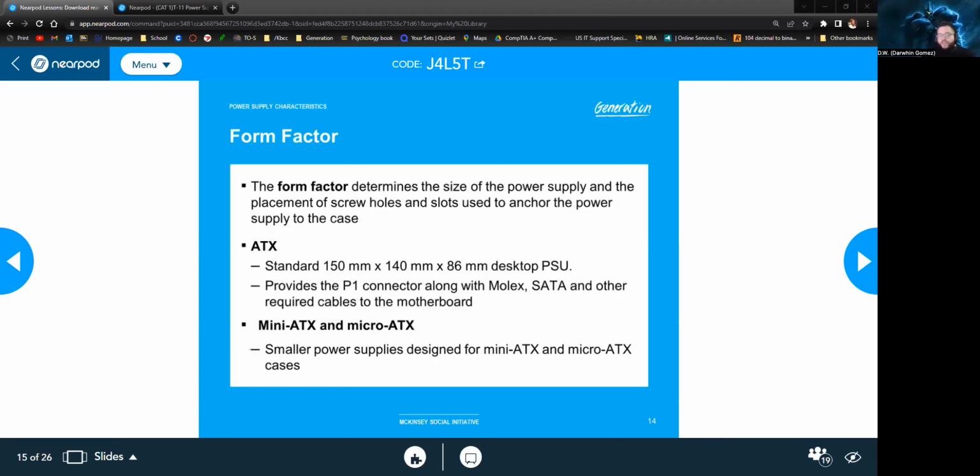So that's what's coming in, right? That's the AC current that's coming into the power supply. Now it's been converted to DC current, and now we want to regulate it to the currents that the different components need. Francis.